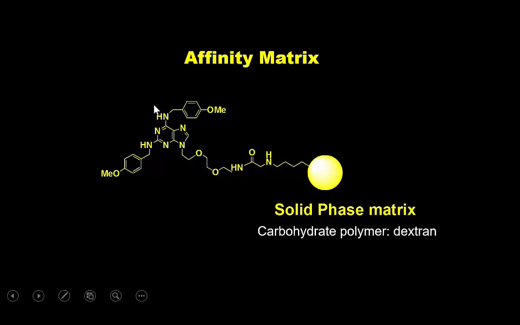After you incubate this molecule with your target proteins or the cell extract, you can filter off and capture only the proteins bound to this. So again, to make this affinity matrix, you need to do a lot of SAR study, which is not trivial.